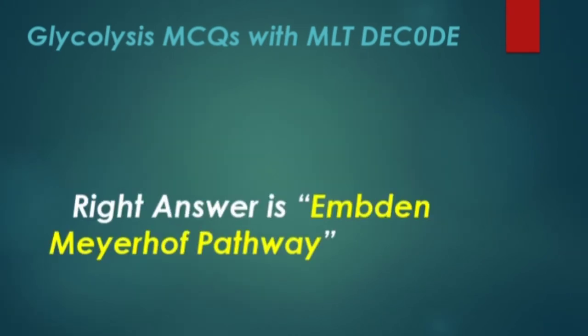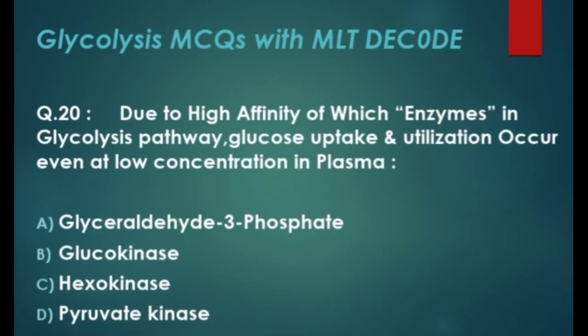Next: due to high affinity of which enzyme in the glycolysis pathway does glucose uptake and utilization occur even at low concentration in plasma? Glyceraldehyde 3-phosphate, glucokinase, hexokinase, or pyruvate kinase?